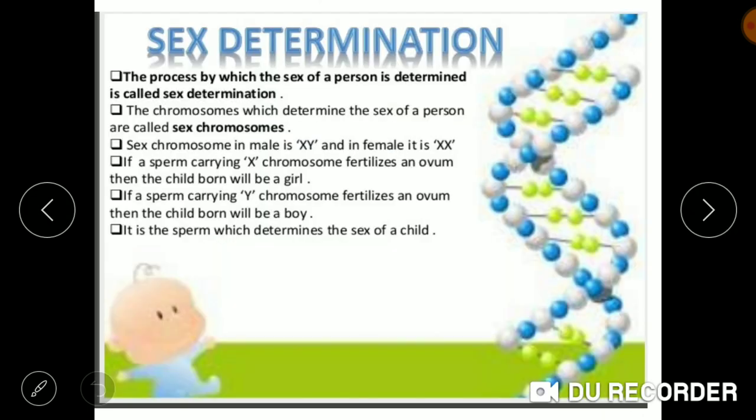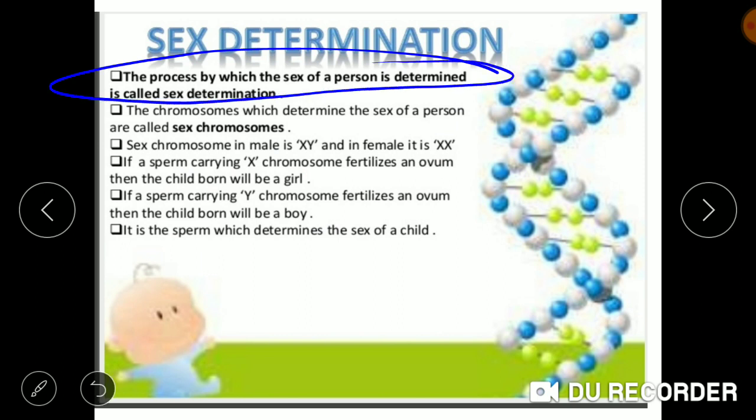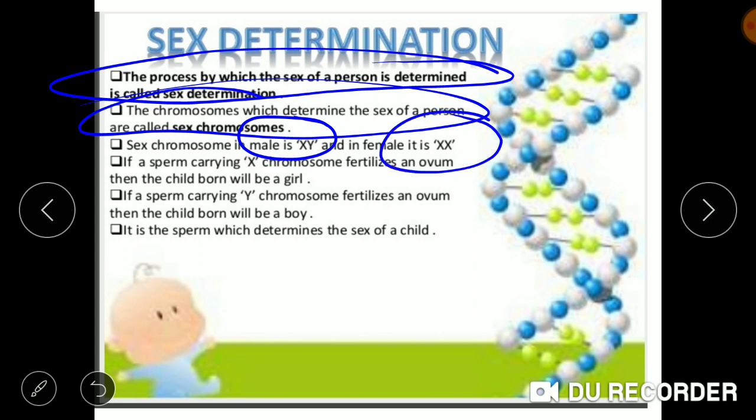Now we move on to another topic, which is sex determination. The process by which the sex of a person is determined is known as sex determination. And the chromosome which is responsible for determining the sex of a person is known as the sex chromosome. We have talked about it. How many sex chromosomes are there in a person? There is one pair of sex chromosomes. In male, the sex chromosomes are XY, while in female they are XX. So a sperm carries either the X chromosome or the Y chromosome, but the ovum will always contain the X chromosome.